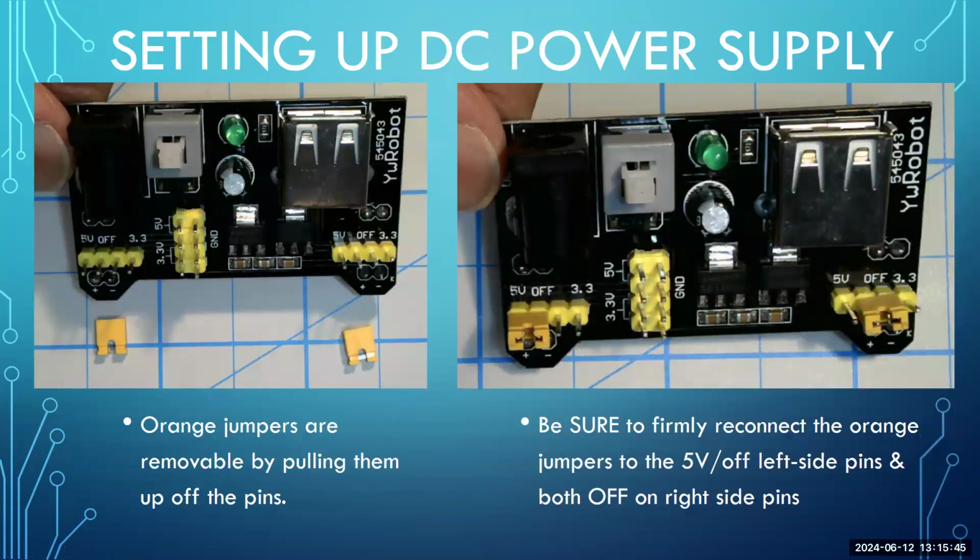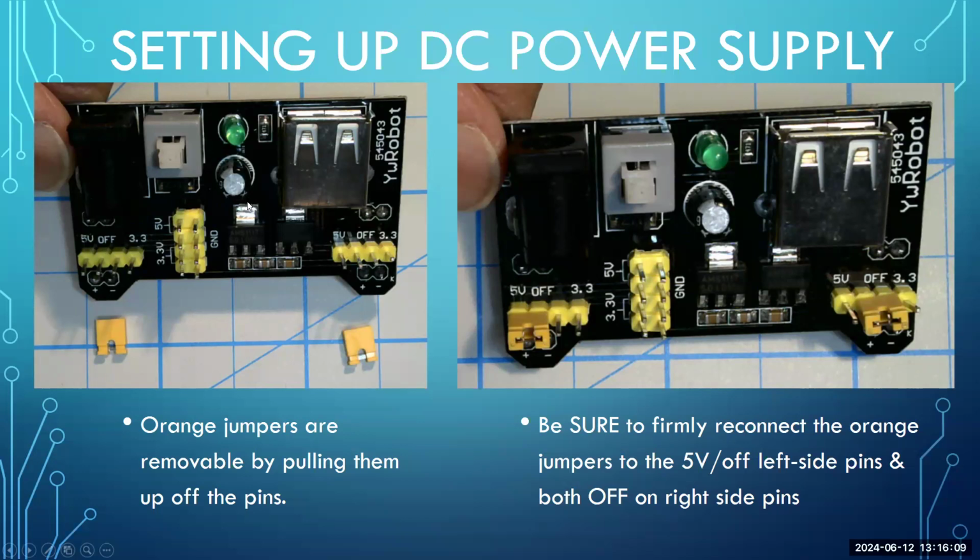So here is your DC power supply that's supplied with your project kit. What's nice about this is it allows you to do experiments at home. You don't have to always be in the laboratory as you begin your studies in DC electronics. This is a very nifty breadboard power supply.